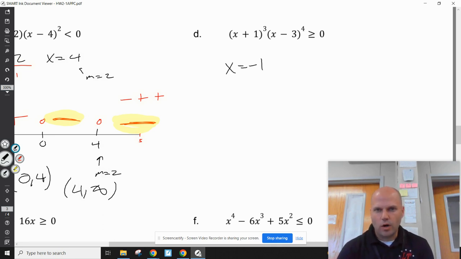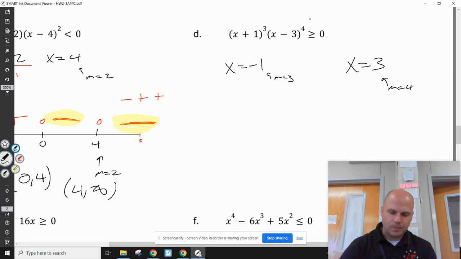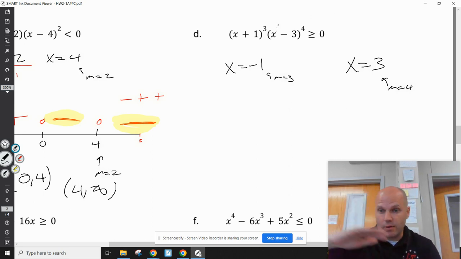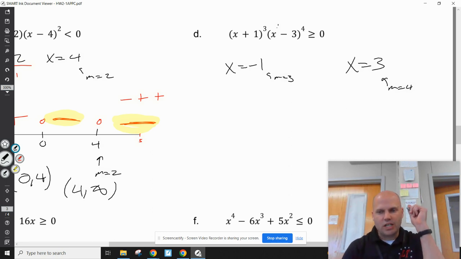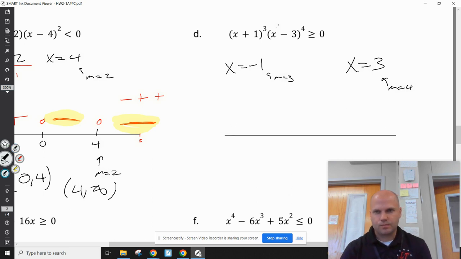X equals -1. The multiplicity is 3. It's odd, which means if I plug it in and cube, the signs will change. X equals 3. The multiplicity is 4. This fourth power, when I plug in any value, subtract 3 to the fourth power, it will remain the same sign. It will always be positive. So what we see is we don't change signs at even multiplicities.